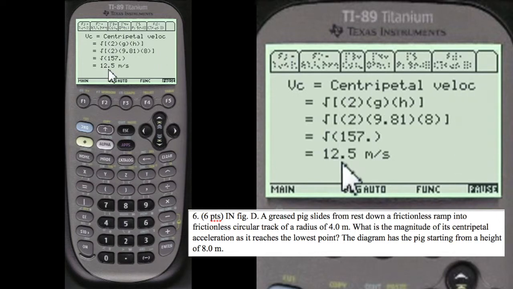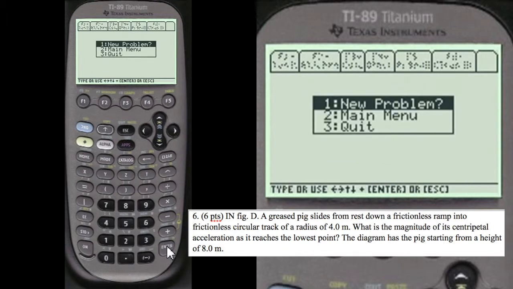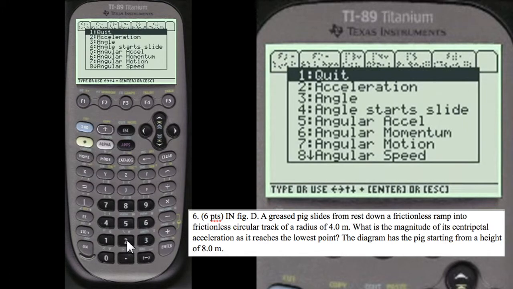And the velocity is 12.5 meters per second. The formula is the square root of 2 times gravity times height. And we enter these in here and we come up with these calculations. So now we go back to the main menu. We remember that. Write it down, of course.